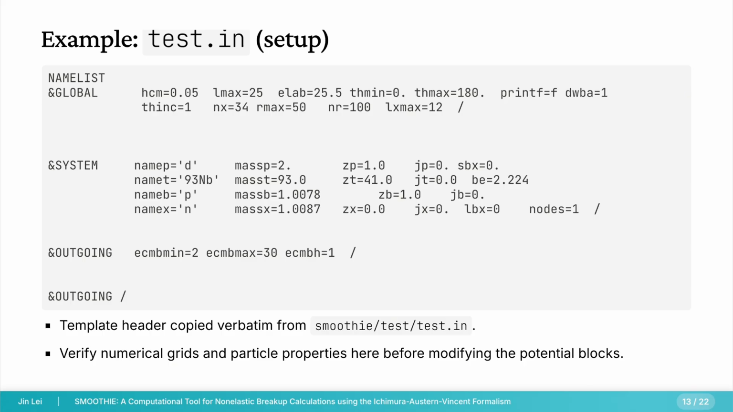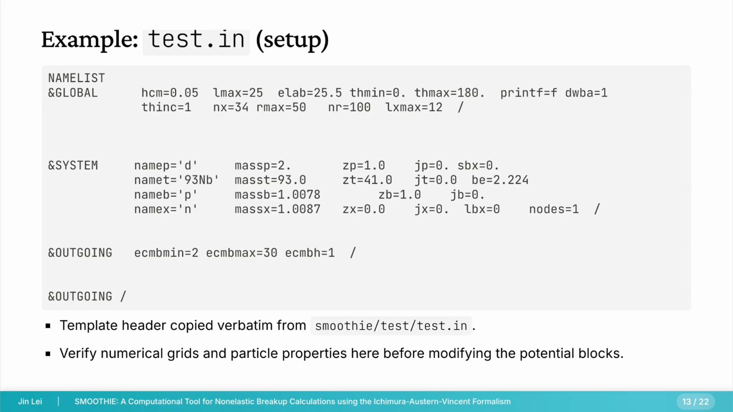In global, HCM, the radial step size in femtometers, Lmax, the maximum orbital angular momentum, lab, the laboratory energy of the projectile in MeV, theta min and theta max, the angular range for outputs in degrees, theta inc, the angular step, nx, the number of angular integration points, Rmax, the maximum radius, nr, the number of radial mesh points, and Lx max, the maximum orbital momentum allowed for the unobserved fragment channel.